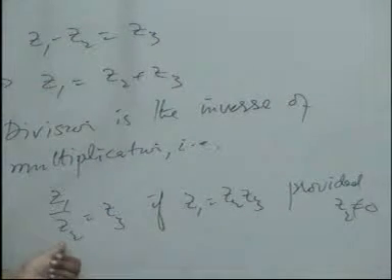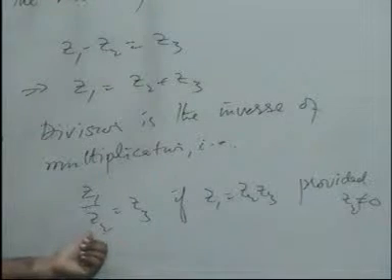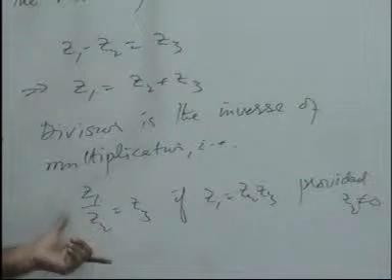This is a very strong condition over here, that Z2 should not be 0. If it is 0, then it is problematic.